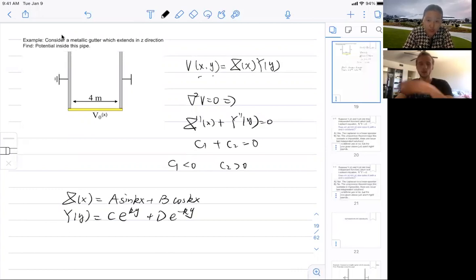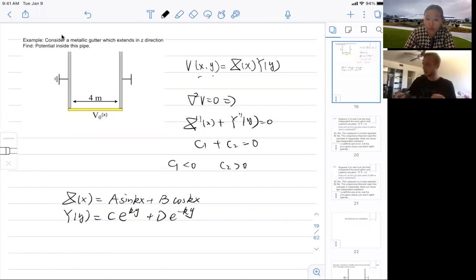And the Laplace equation becomes the second derivative of the function of x plus the second derivative of the function of y equal to 0. And these two have to both be a constant, right? In this particular boundary condition, we need C1 to be negative, so C2 has to be positive. A negative constant in a second order differential equation gives us a sine and cosine combination for the solution, and a positive constant gives us an e to the ky plus e to the negative ky combination. So this is what we got from our previous class.